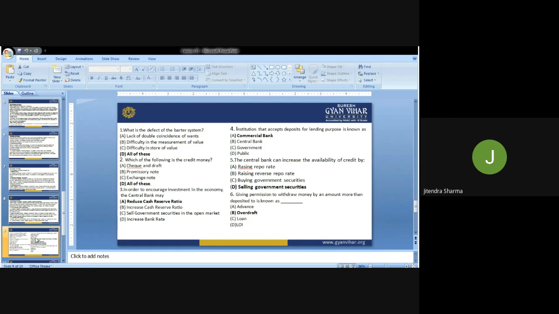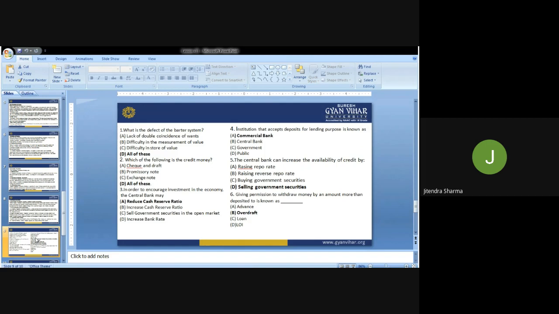Which of the following is credit money? Cheque and draft, promissory note, exchange note, all of these. Yes, all of these. Cheque and draft belong to bank money, then the promissory notes are also issued by the bank, then the exchange note, letter of understanding, LOUs, are also given by the banks. So all these three are also part of credit money.